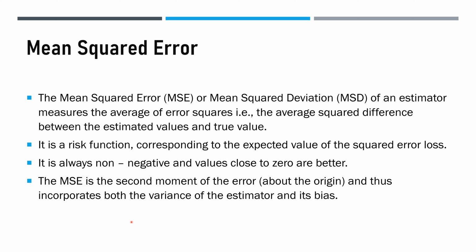Now, after seeing the limitations of R squared, let's go on to mean squared error. Mean squared error, or mean squared deviation, of an estimator measures the average of squared errors, that is, the average squared difference between the estimated values and true values. It is a risk function corresponding to the expected value of the squared error loss. It is always non-negative, and values close to zero are better. The MSE is the second moment of the error about the origin and thus incorporates both the variance of the estimator and its bias.